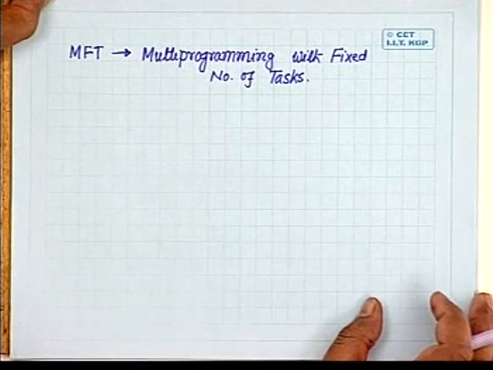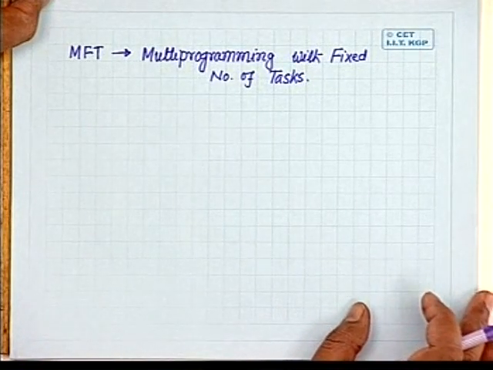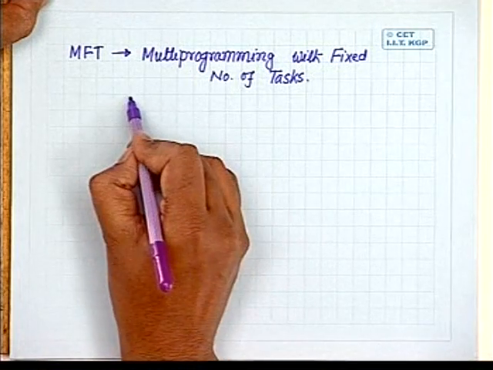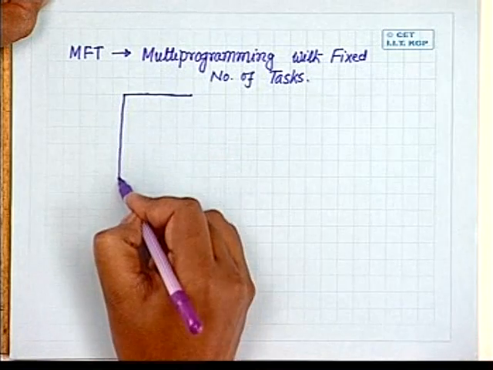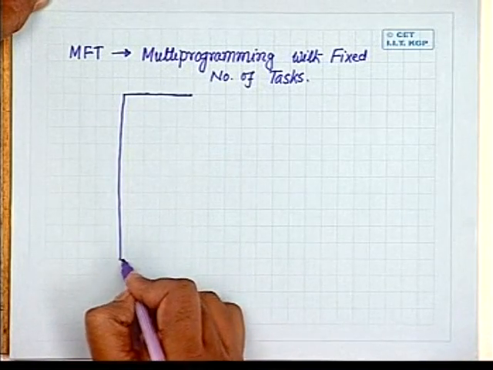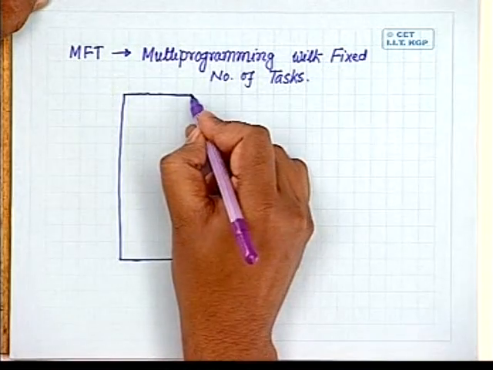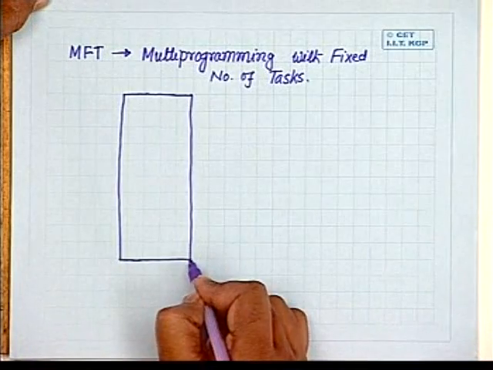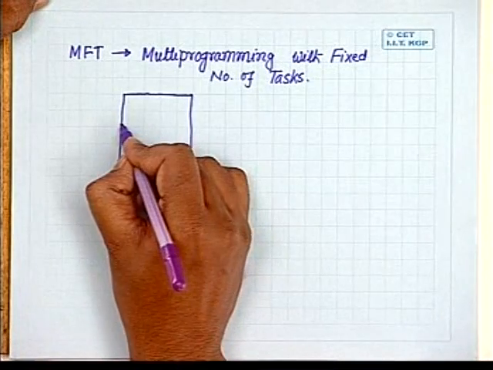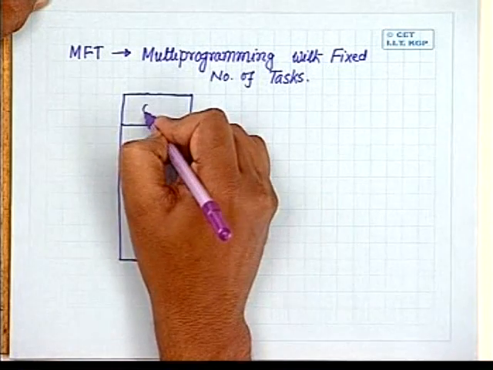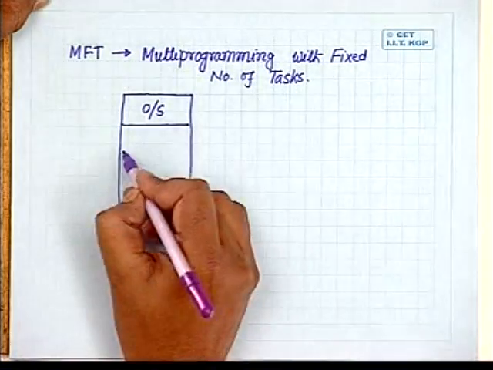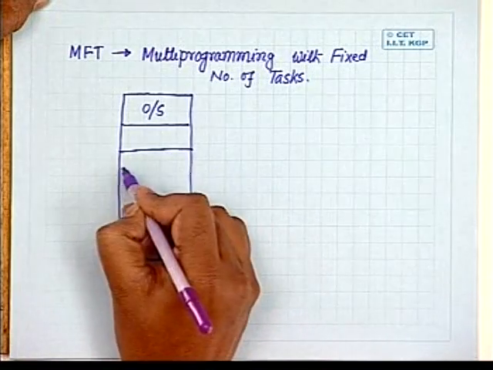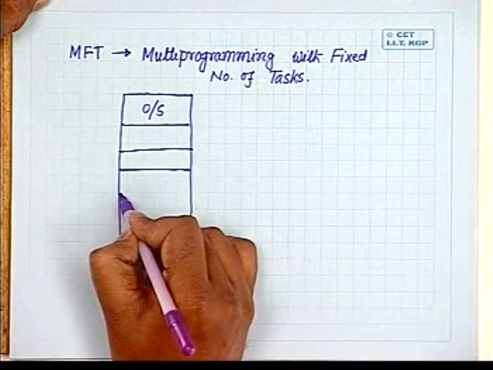Okay. So in case of MFT, what is done is the main memory is divided into a number of partitions, not only 3. One partition will obviously be allocated to the operating system. And the remaining user area is divided into a number of partitions.